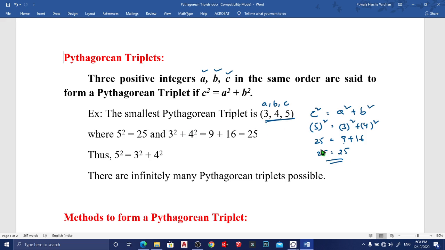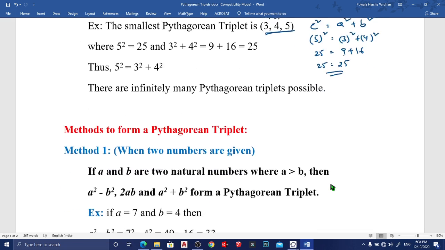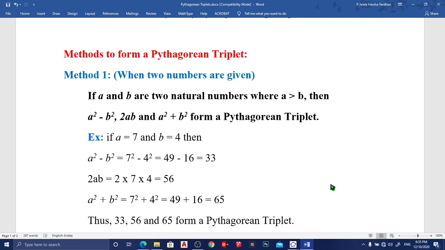Like this, infinitely many Pythagorean triplets are possible, and the methods to form a Pythagorean triplet are also given in our textbook. There are two methods. When two numbers are given, you can find the third number. Just by using those two numbers, you can find the Pythagorean triplet. Any two numbers you can take, but they have to follow this rule.